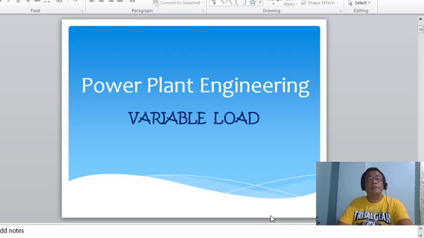Okay, class, good afternoon. So this is another topic in power plant engineering. Last meeting, we discussed the performance of the diesel engine. The topic was presented in several parts. By this time, we are now going to discuss variable load.